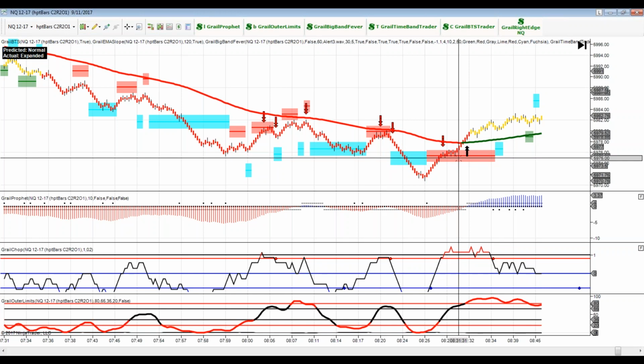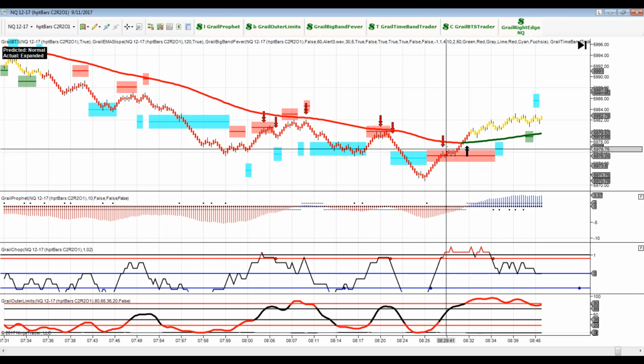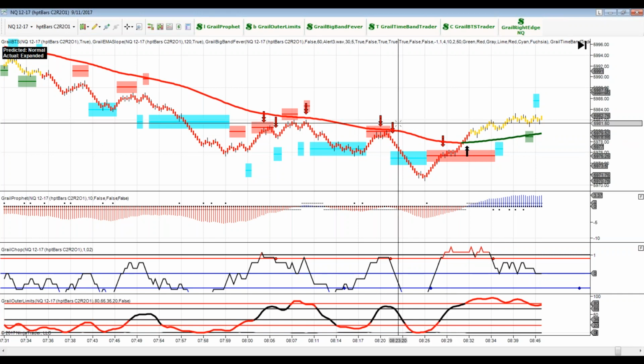Okay. Now let's talk about some additional types of entries, typically when we have yellow bars, and I'm going to cover that next.